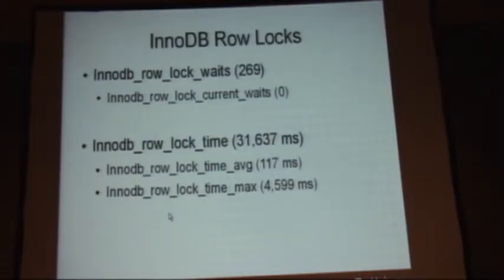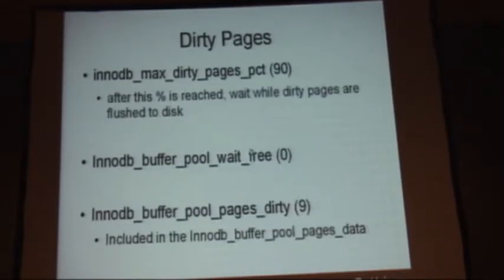InnoDB row locks, these are all status variables. They'll be in capital I. So how many times have you had to wait for a row lock? How many current threads are waiting for a row lock? How much total time have you waited for row locks? If this is large, okay, this is what, 31 seconds over however many queries we did.